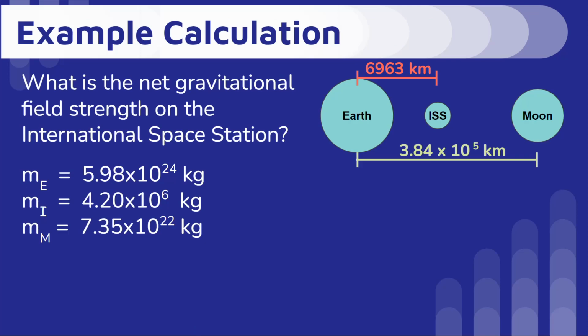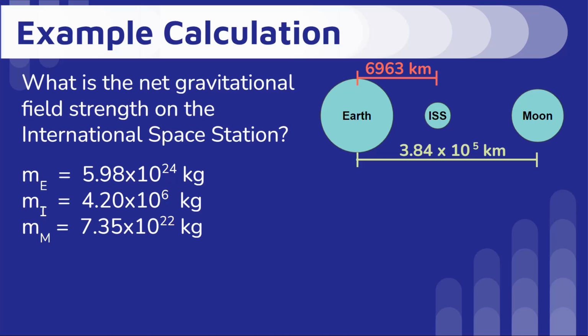All right, so let's do an example calculation. This one says, what is the net gravitational field strength on the International Space Station at the position shown? You might want to draw the diagram that I have here, because in order for you to solve it, you do need to know the order of these three objects.